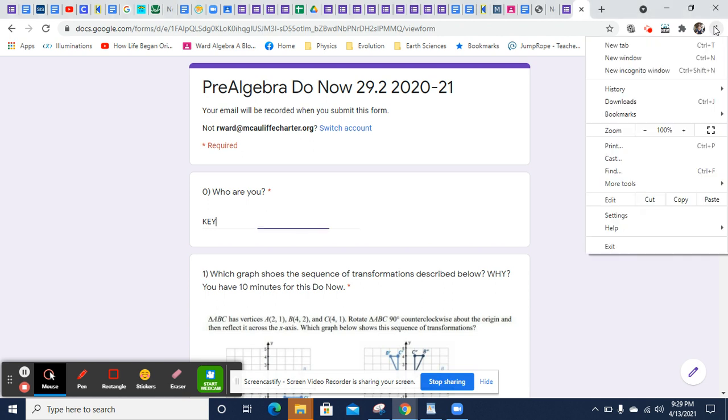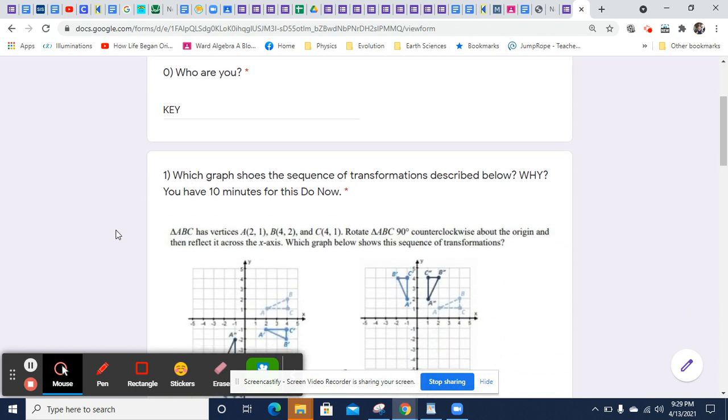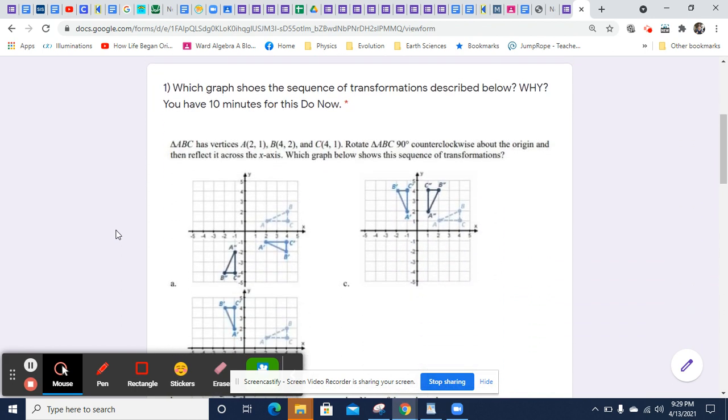I'm going to blow this up just a little bit because it'll be easier to see some of this stuff if I do. So we're going to be considering which graph here shows the sequence of transformations described below and why. Okay, so we have ABC, and ABC is this little faint dashed one. And it's at 2, 1, and 4, 2, and 4, 1. Those are the vertices or corners of that triangle.